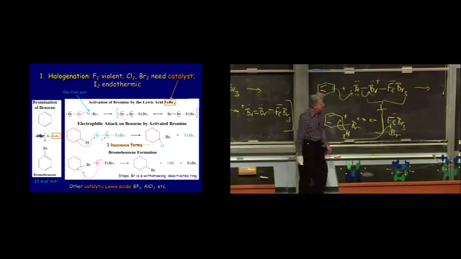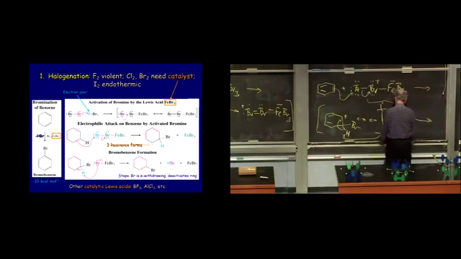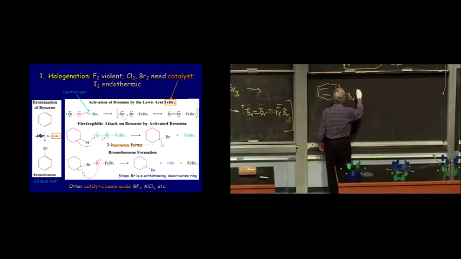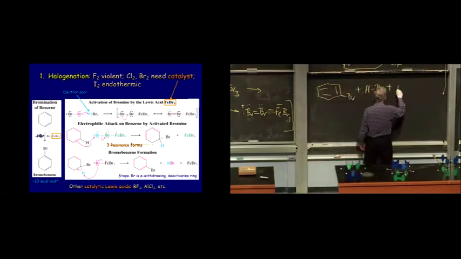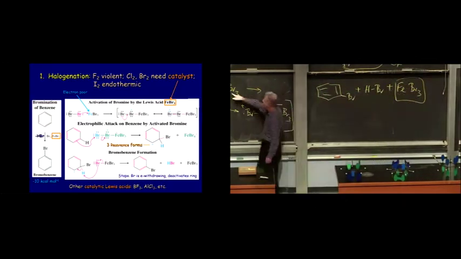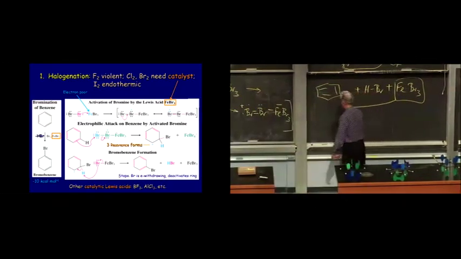And here we have two more resonance forms, and the counter ion is FeBr4 minus. Let's draw it still with one bromine dangling like that, because we then grab this bromine in the last step to regenerate the aromaticity of the system. And that gives you bromobenzene plus HBr plus you regenerate the catalyst, which goes back into the catalytic cycle, okay, like that.